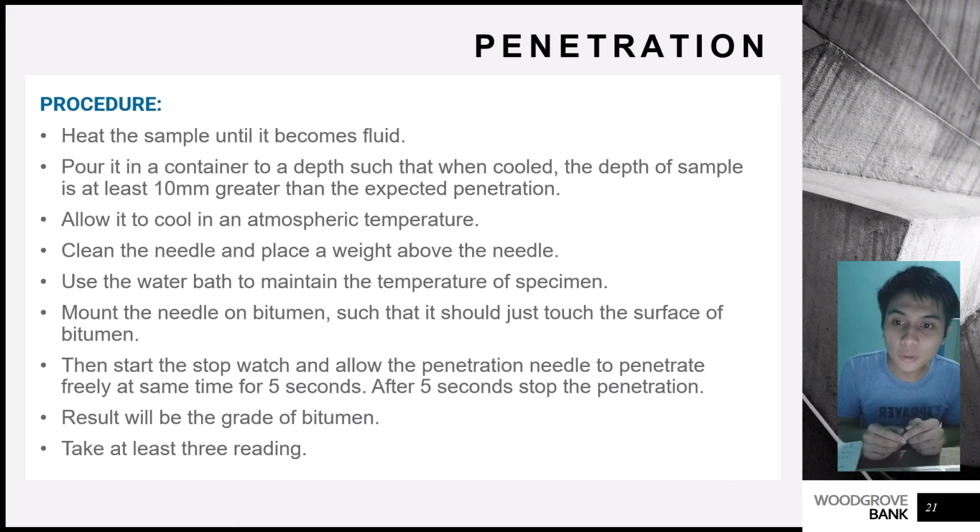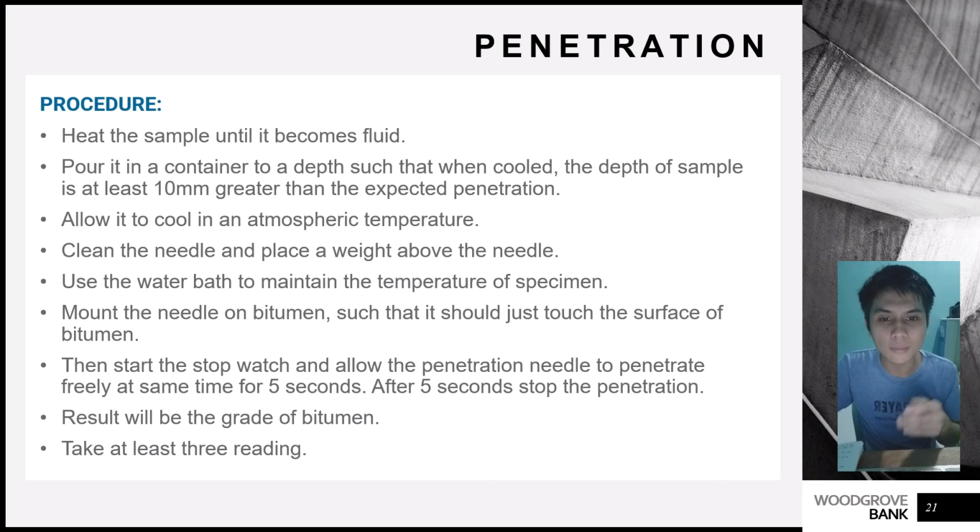For the procedure, the first thing to do is to heat the sample until it becomes fluid, since bituminous materials are usually hard and not yet in a fluid state. The second step is to pour it into a container to a depth such that, when cold, the depth of the sample is at least 10 mm greater than the expected penetration.